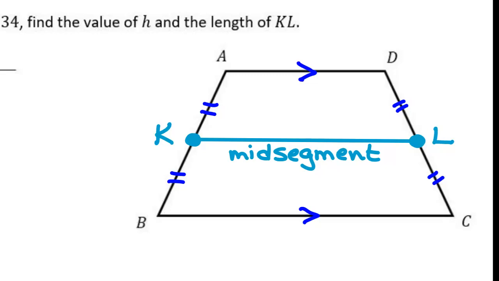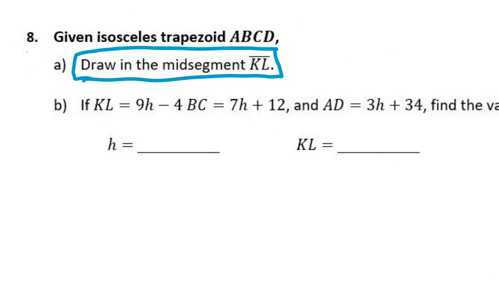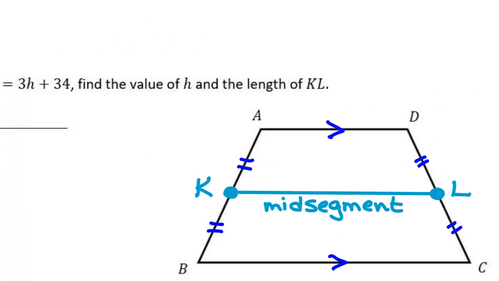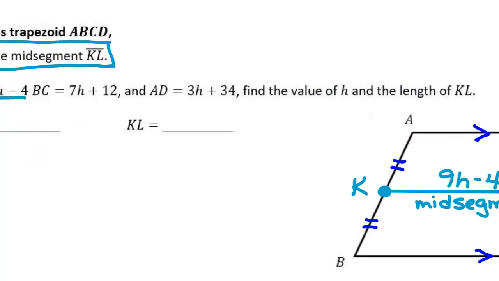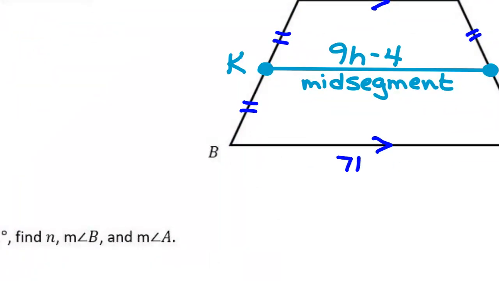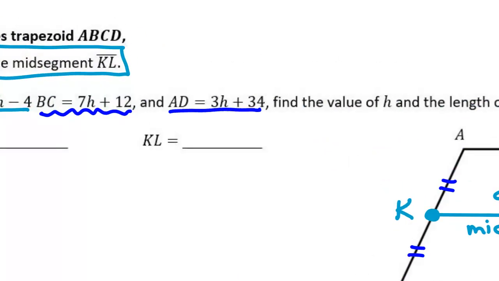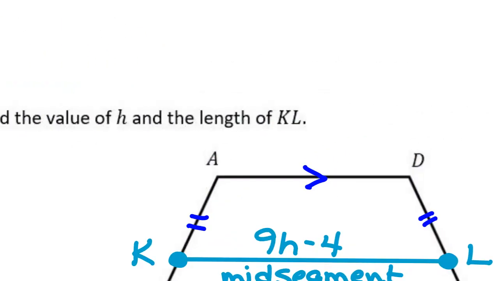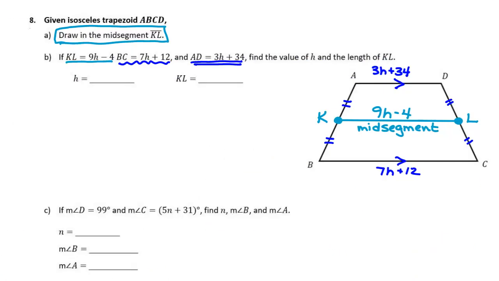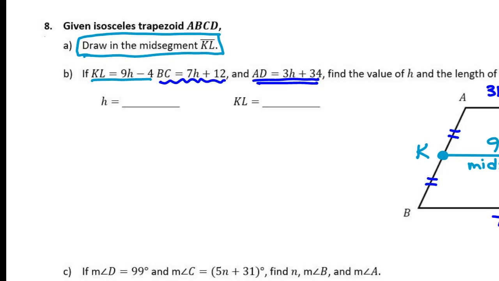They tell me that KL is 9H minus 4. They tell me that right here. We have that BC is 7H plus 12, so down here, 7H plus 12. And then AD is 3H plus 34, so up at the top, 3H plus 34. They want me to find H and the length of KL, so I have to use my mid-segment formula.